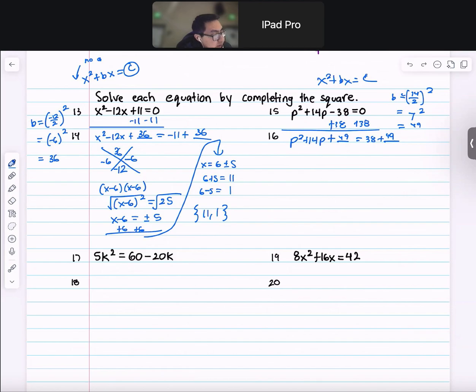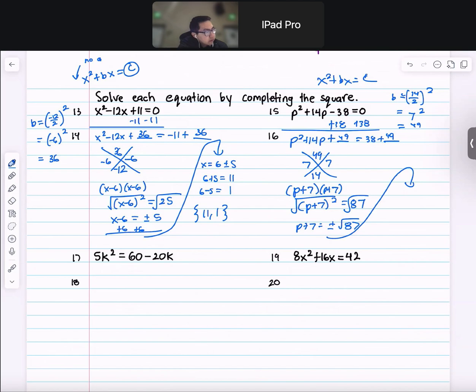So we completed the square, and now when you factor this, you get 7 and 7, right? P plus 7, which is p plus 7 squared, equals 49 plus 38. That is 87. Square root both sides. P plus 7 equals plus or minus square root 87. So p equals negative 7 plus or minus radical 87. And I believe I told you to plug this into your calculator, right? So you're going to have negative 7 plus radical 87 or negative 7 minus radical 87.